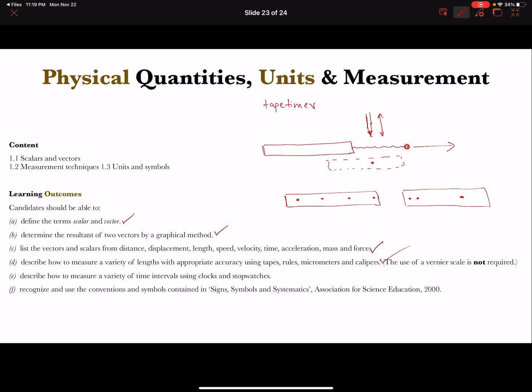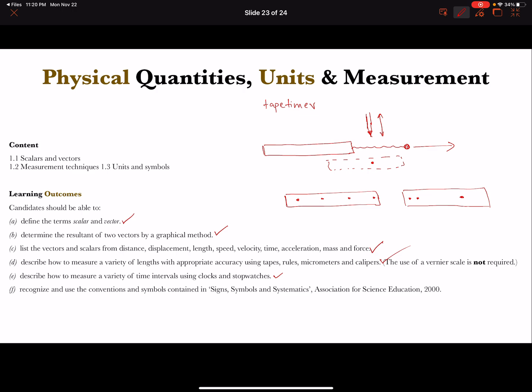But that's all I wanted to say about the ticker tape timer. As far as this point is concerned, I wanted to mention that in the very next slide, I will recognize and use conventions and symbols contained in Science, Symbols, and Systematics, Association for Science Education. This includes the subunits and everything, but you can look at it.